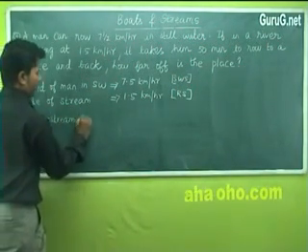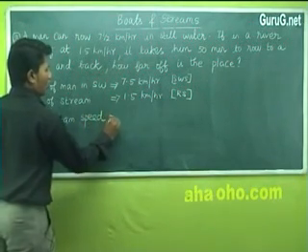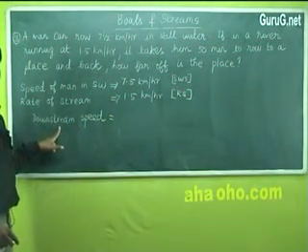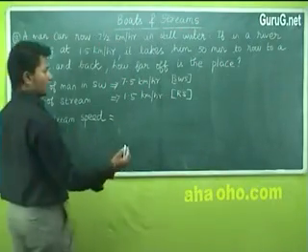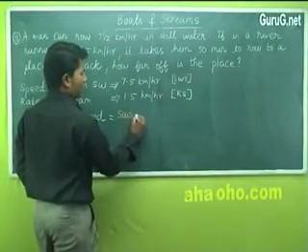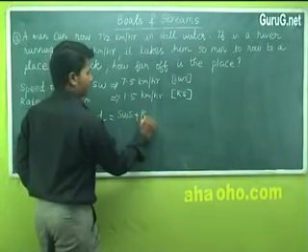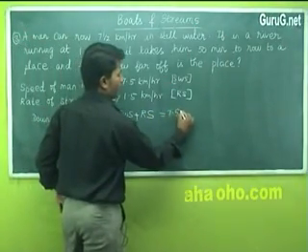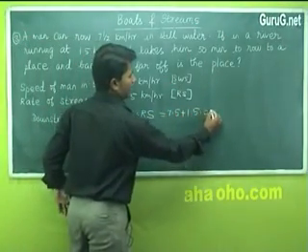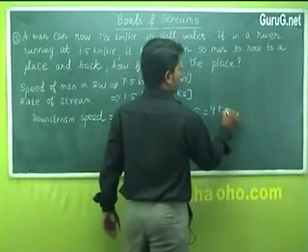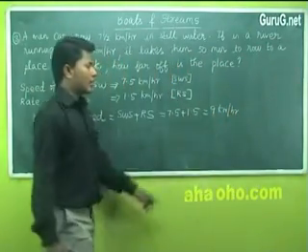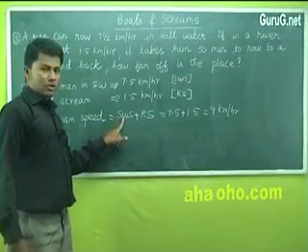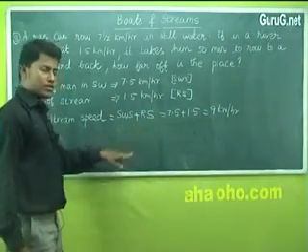Downstream speed. What is the speed of the man downstream? That is the downstream speed. Downstream speed is SWS, still water speed, plus rate of stream. That is 7.5 plus 1.5 is equal to 9 km per hour. So this is the downstream speed of the man in the river. Downstream speed is equal to still water speed plus rate of the stream.